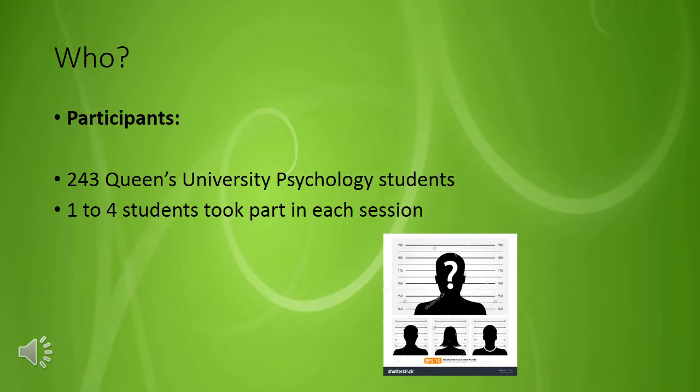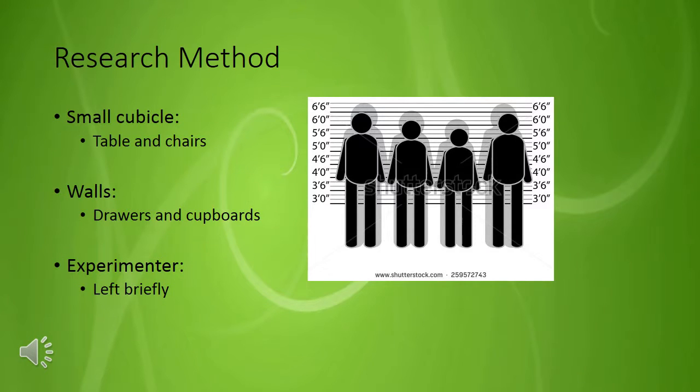Well, the participants were 243 Queen's University psychology students, and 1 to 4 students would partake in each of the sessions. For this experiment, the experimenter met the participants in the laboratory and led them to a cubicle that contained some tables and chairs. The cubicle had a counter at waist level, and on 2 walls there were drawers and cupboards below the counter and cupboards above the counter.